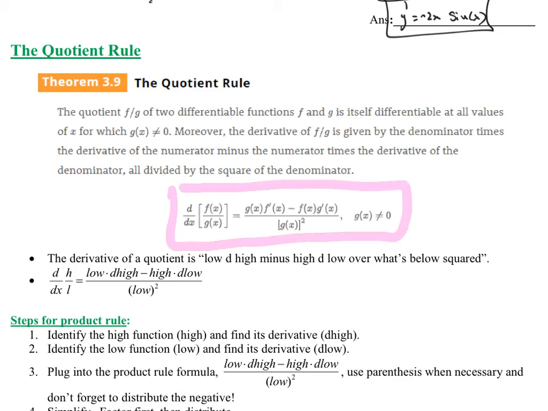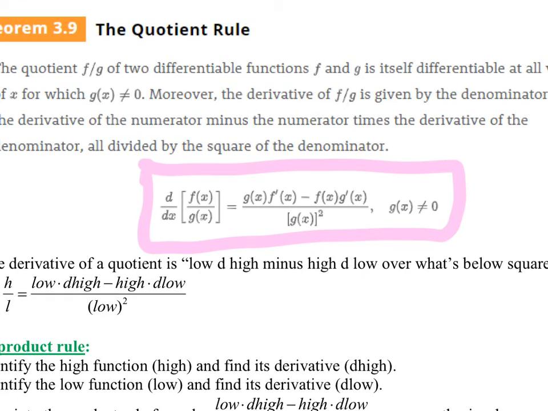So what's the rule? It says the derivative with respect to x of f of x over g of x is g of x times f prime of x minus f of x times g prime of x all over g of x squared. So what am I going to do? I'm going to call it the low function and the high function, and then the derivative of the low function and the derivative of the high function. So g of x is the low function, f prime of x is the derivative of the high function, minus f of x, which is the high function, times g prime of x, which is the derivative of the low function, all over g of x, the low function, squared.